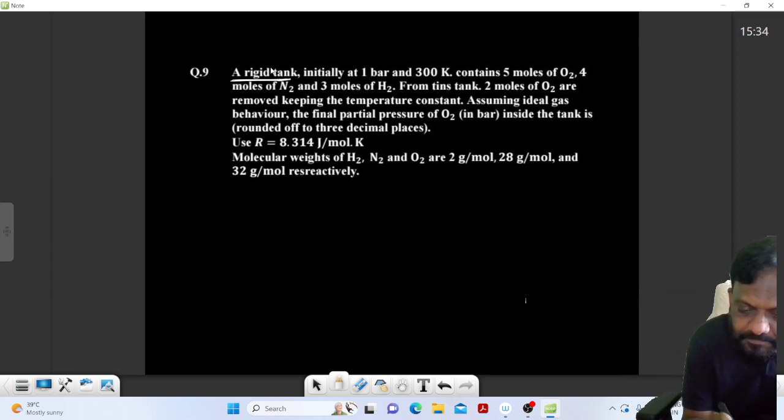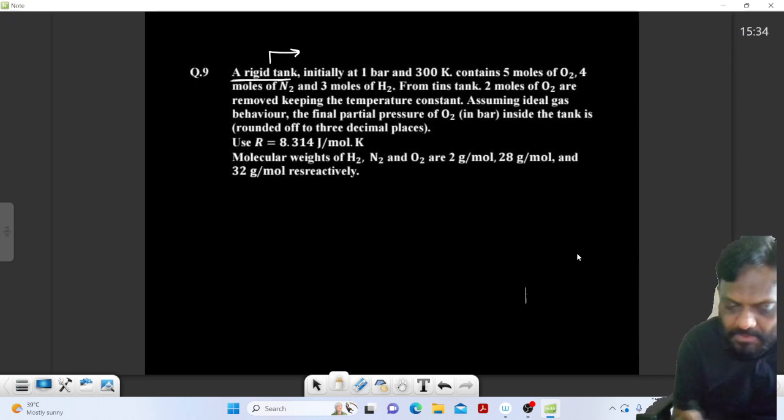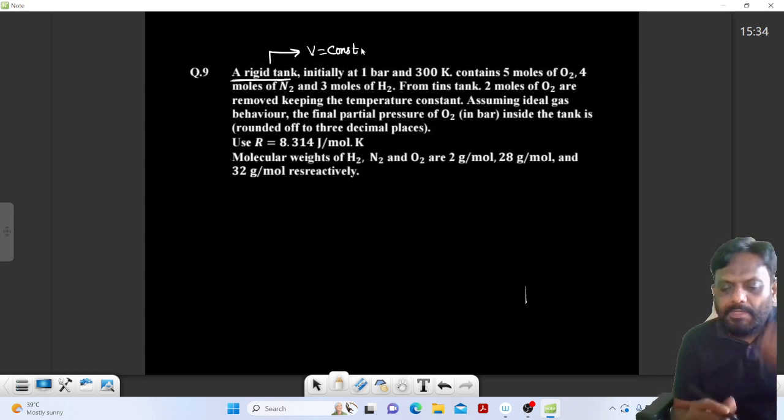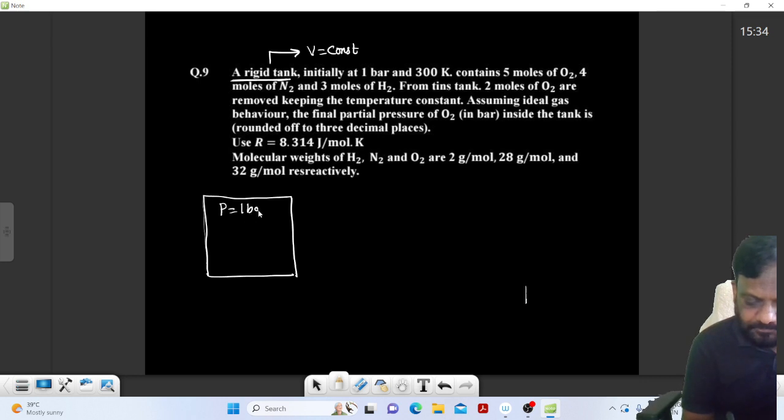Rigid tank. Whenever you see rigid tank, please put one thing, that is constant volume. Rigid tank initially at 1 bar and 300 Kelvin. The pressure is 1 bar and the temperature, P1, T1, 300 Kelvin. It contains 5 moles of oxygen.